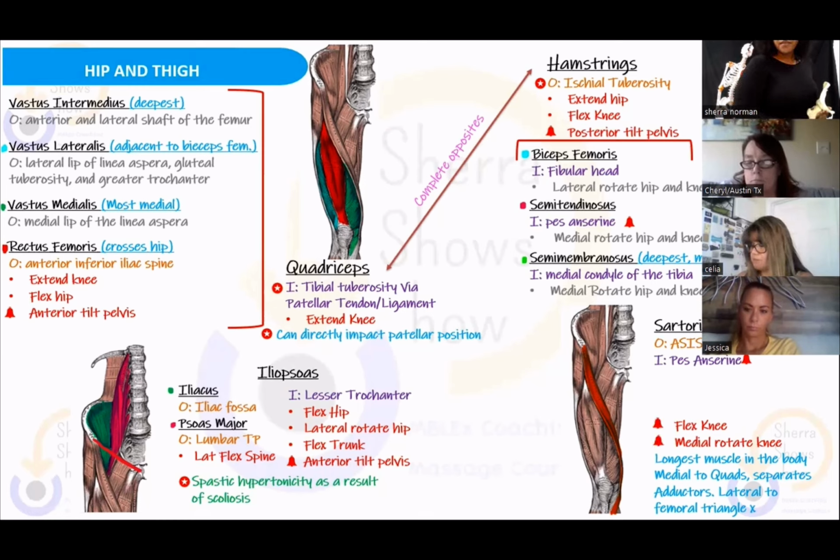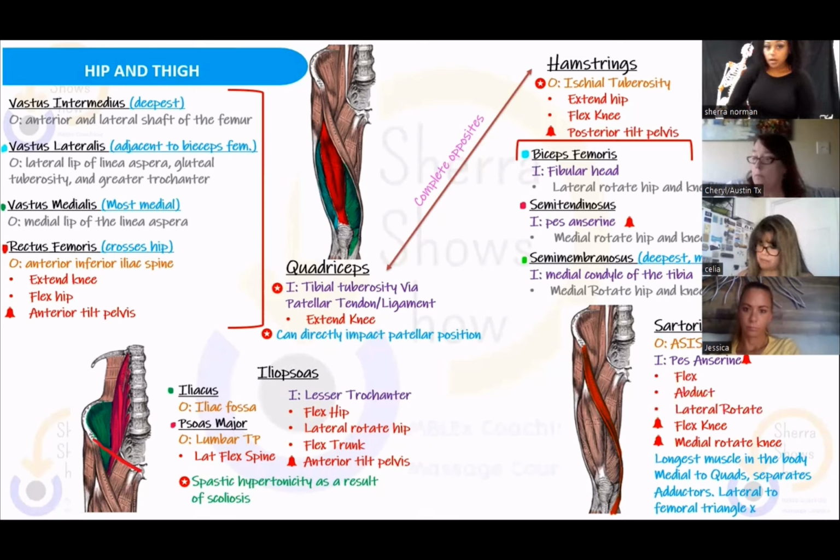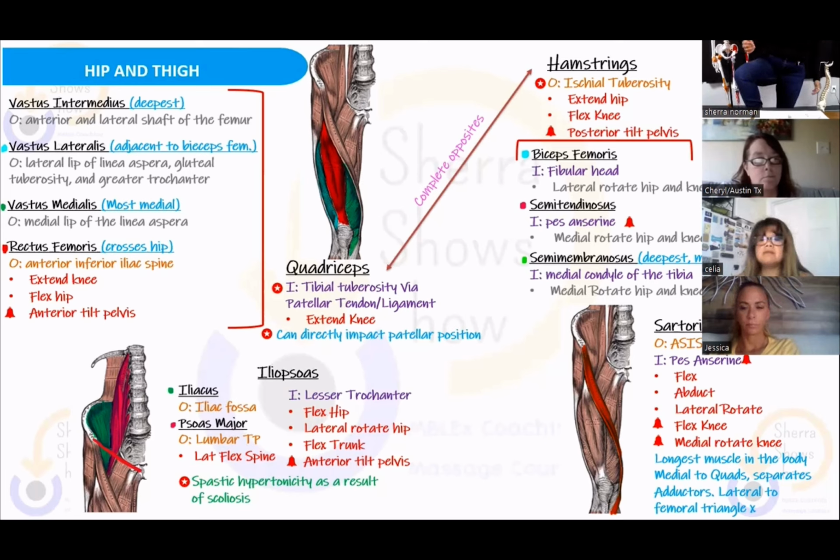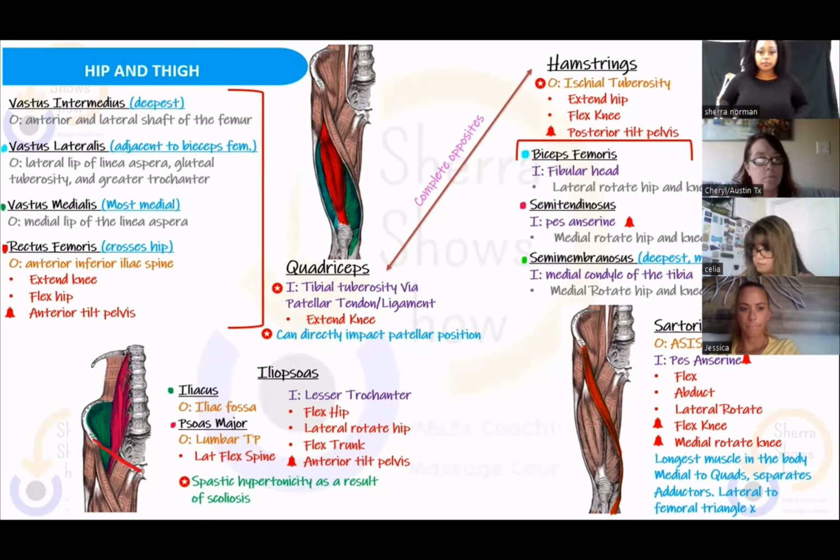But what does it do for the hip? It helps you sit crisscross applesauce, okay? So if you want to sit on the carpet, crisscross applesauce, you need to flex your hip, abduct your hip, laterally rotate your hip, flex your knee, medially rotate your knee. And now you're sitting crisscross applesauce on the floor, okay?